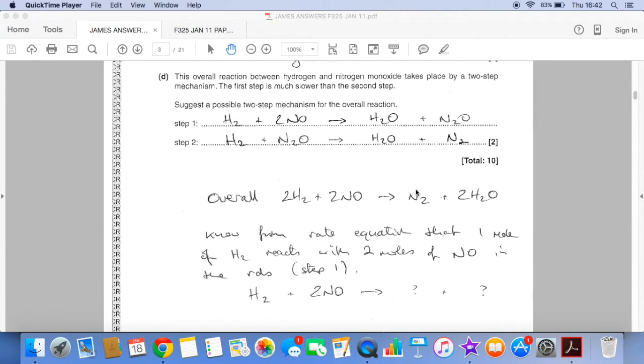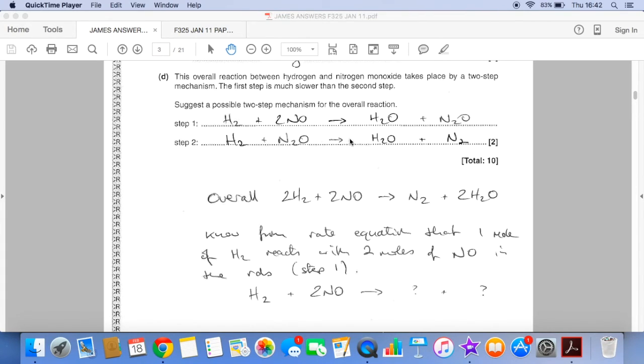Products-wise, we need a mole of nitrogen and 2 moles of water. So the way I've done it is I've made a mole of water as a product in step 1. So that means to balance the equation, I'm going to need to make a mole of N2O. Now that doesn't feature at all in the overall equation, so I need to get rid of that, so it becomes a reactant in step 2. I'm going to bring in that other mole of hydrogen that I need to create my 2 moles of hydrogen, and I need to make another mole of water because I need to make 2 of them, and there's the N2 that I'm going to create as the product for my overall equation.